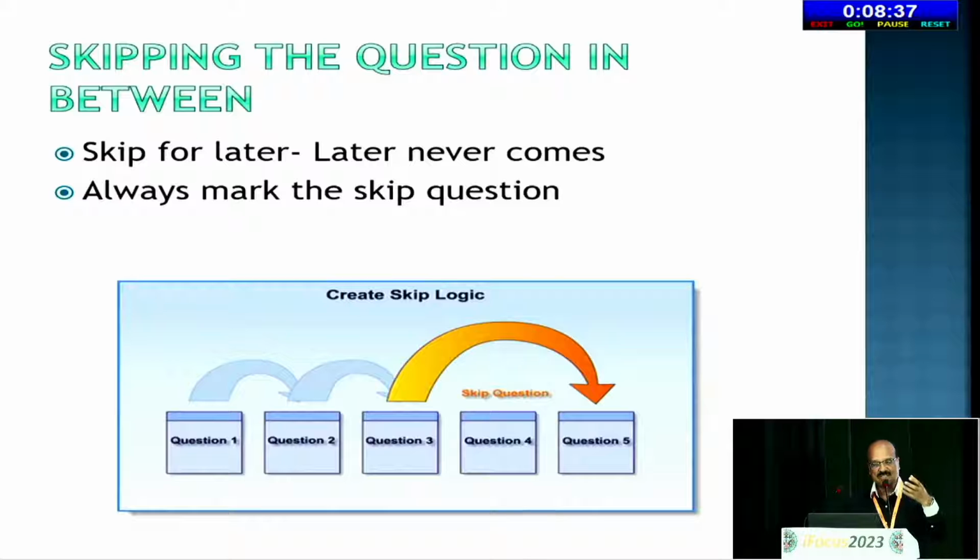Skipping questions in between creates a bad impression on the examiner. Suppose I am checking the answer book. The first question, then second A, B, C, third question A, B, C. What does the student do? Third A, then second B, then first, then third C. It is irrelevant, and it definitely creates a bad impression.